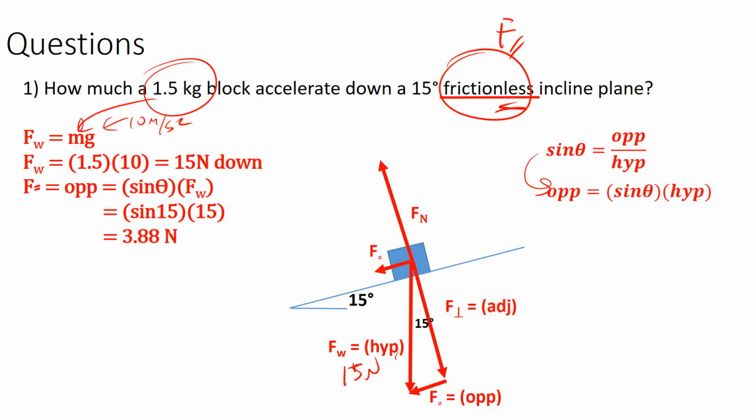Once I solve for that, type it in the calculator. Watch out, if you are in radians, you're not going to get this answer, so switch it to degrees. If you're in degrees, you should get 3.88 newtons. And that's going to be the force down the hill that's creating this acceleration.